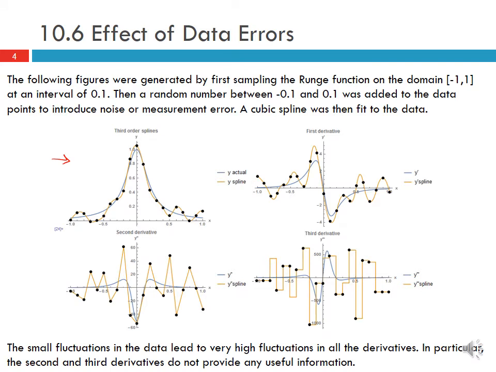The small fluctuations in the data lead to very high fluctuations in all of the derivatives. In particular, the second and third derivatives do not provide any useful information. You can see the actual second derivative, and the derivative predicted by the data has these wild oscillations and does not provide any really useful information. You can see that this gets worse as we increase the order of the derivatives. The first derivatives have some fluctuations, the second derivatives get worse, and the third derivatives get even worse.